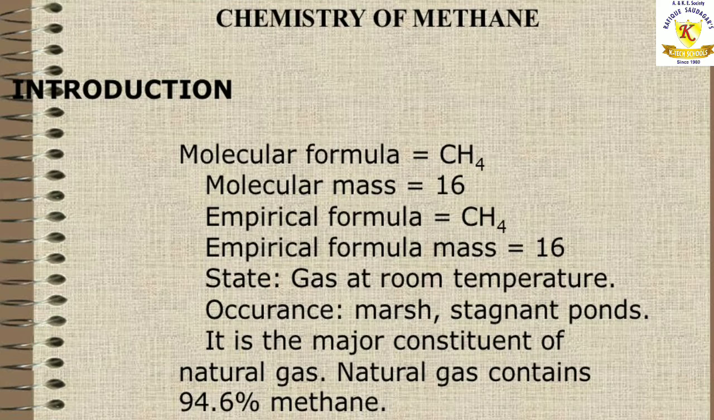Chemistry of methane. Molecular formula is CH4. Molecular mass 16. Its empirical formula is CH4 and mass is 16. State: gas at room temperature. Occurrence: marsh, stagnant ponds. It is the major constituent of natural gas. Natural gas contains 94.6% of methane. Understood, children?